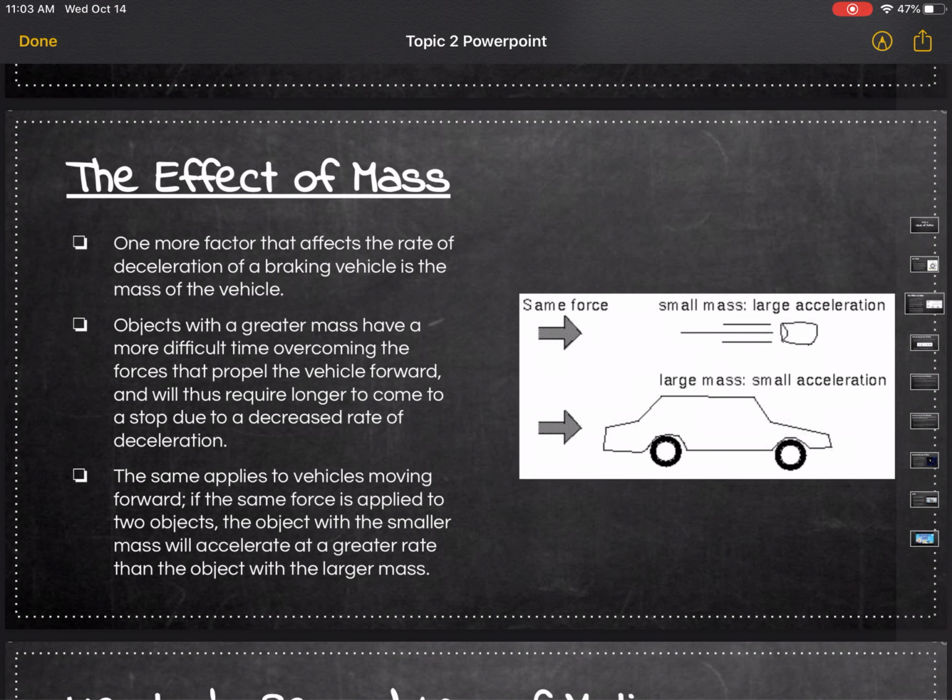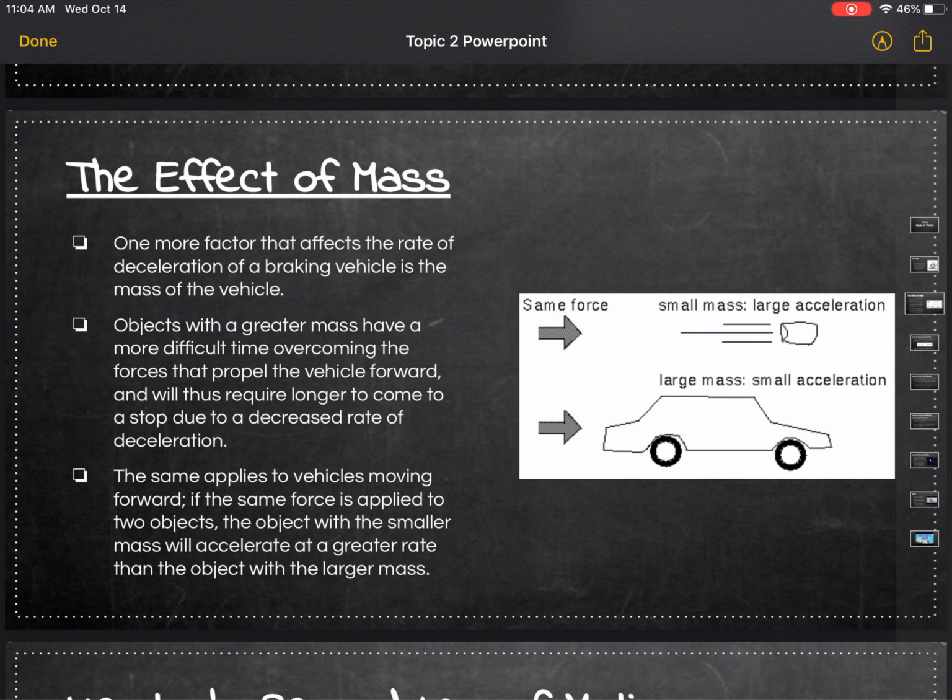The effect of mass. So it says one more factor that affects the rate of deceleration of a braking vehicle is the mass of the vehicle. Objects with a greater mass have a more difficult time overcoming the forces that propel the vehicle forward, and will thus require longer to come to a stop due to the decreased rate of deceleration. The same applies to vehicles moving forward. If the same force is applied to 2 objects, the object with the smaller mass will accelerate at a greater rate than the object with a larger mass.